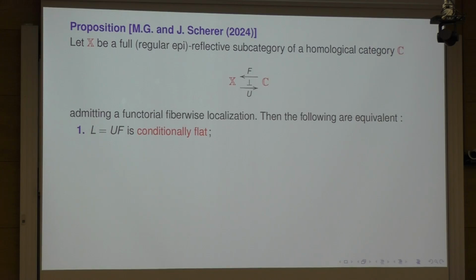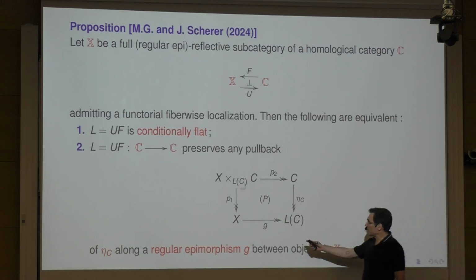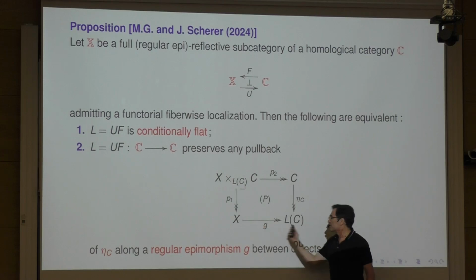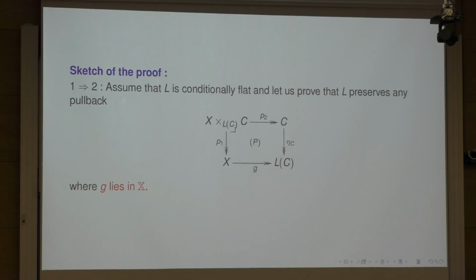L is conditionally flat, or the localization L preserves any pullback of this shape. So here, G is a regular epi between objects that lie in the subcategory X of C, so they are local objects, and eta C is just the unit of the adjunction. So I will prove this simple result. Assume that L is conditionally flat.